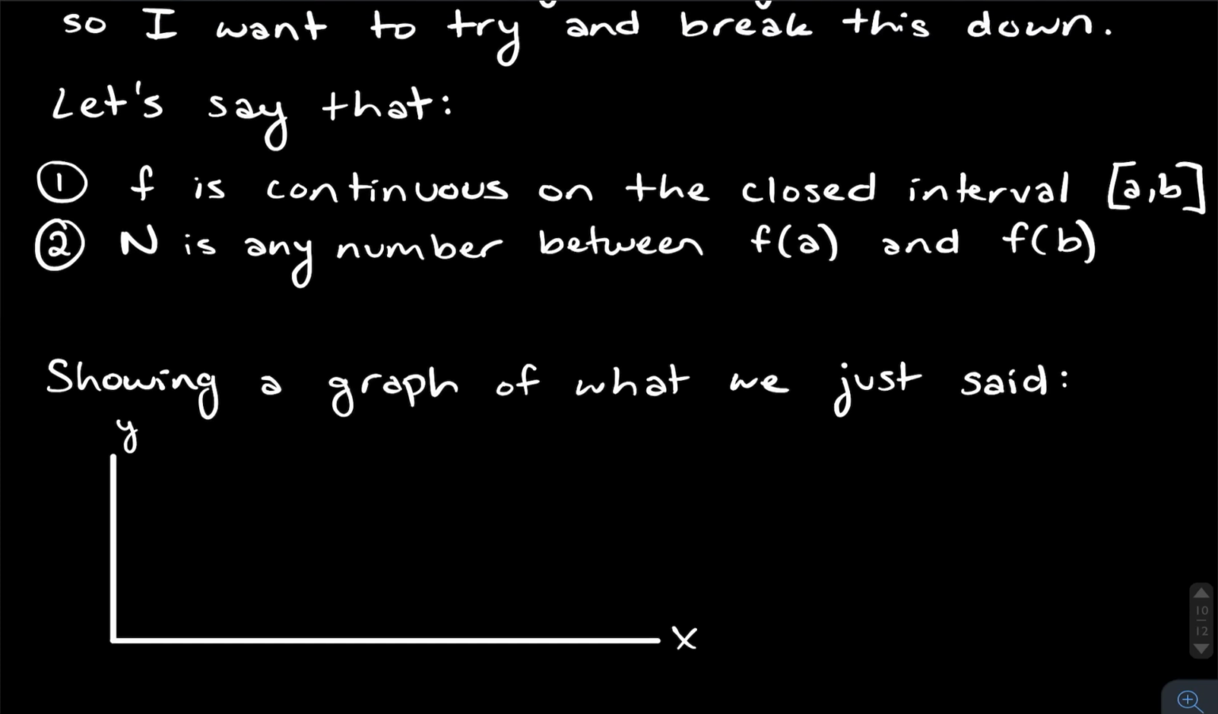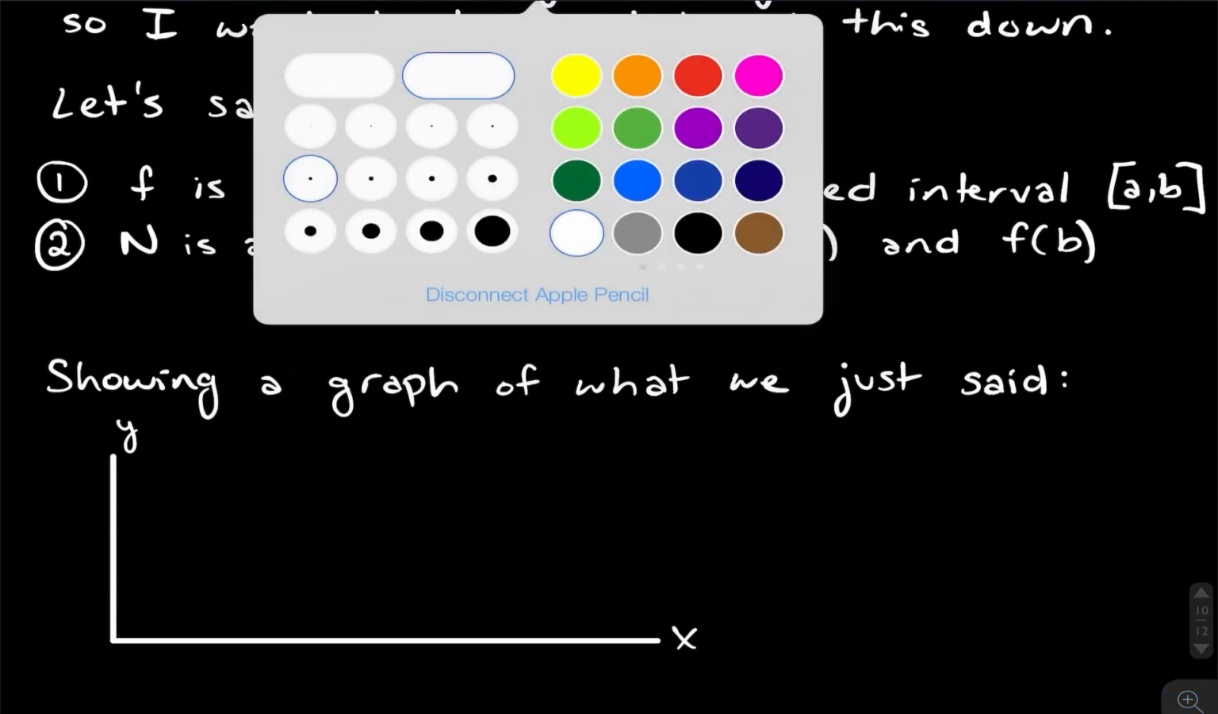Okay, so we're going to say a couple things. First, let's say that f, this function, is going to be continuous from a to b. It's a closed interval, meaning that we have closed brackets, right? So we're including both endpoints. That's what closed interval means. So f is continuous on this interval. Okay? And we can just write a to b.